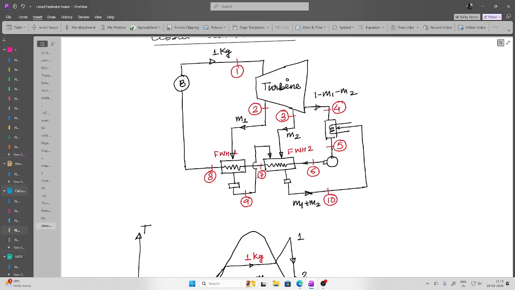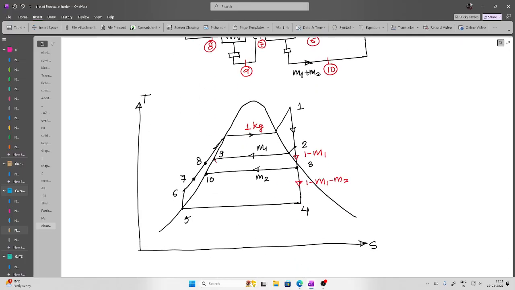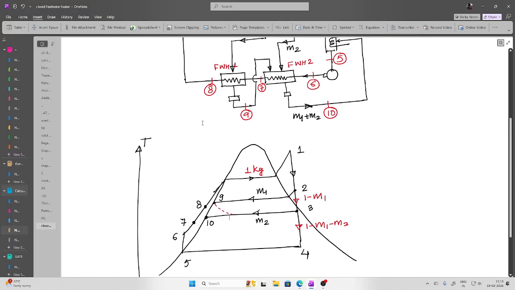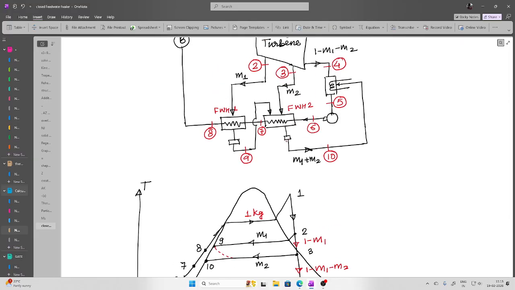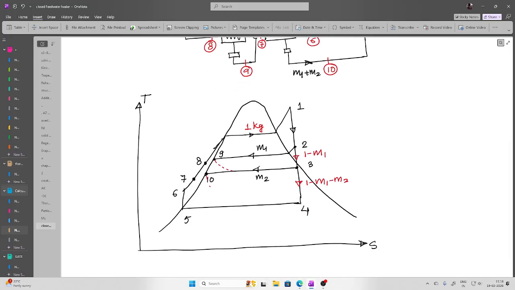So this M1 is transferred to the feed water heater 2. This is irreversible mixing, so that's why we are showing it like this. Now, here after 10, both M1 and M2 are fed into the condenser. So this is the one. Okay, so that's it. This is your Rankine cycle for the case where only indirect contact feed water heaters are there.